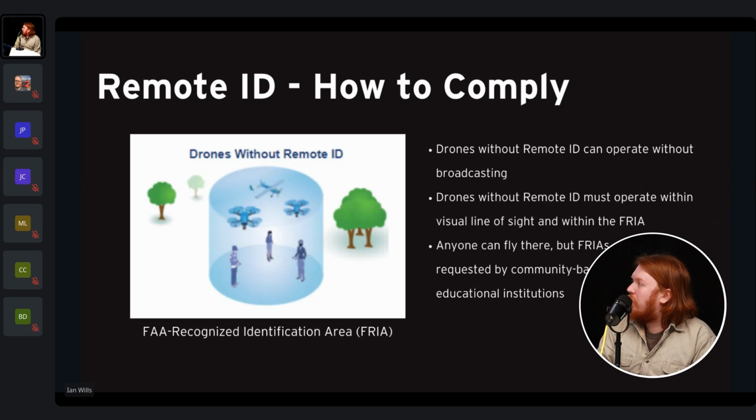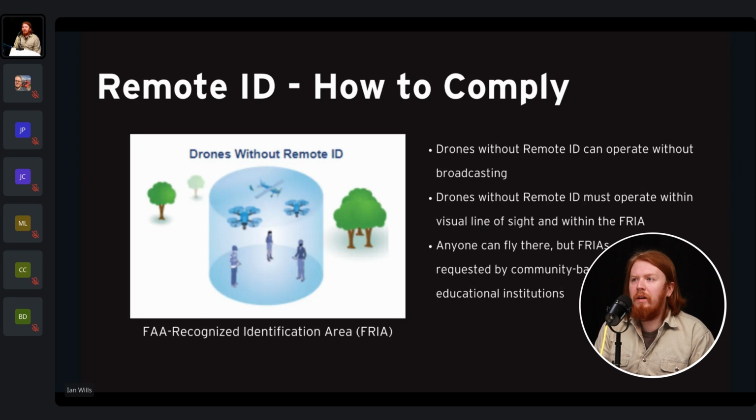You can operate a drone as long as it's within line of sight. You can operate an aircraft within one of these zones. These can be requested. A normal person can't request a zone. Anybody can enter one of these zones unless it's on private property, but any person can fly in these zones. These zones can be requested by community-based groups or educational institutions. So if a university has a drone club, they can set up a zone.